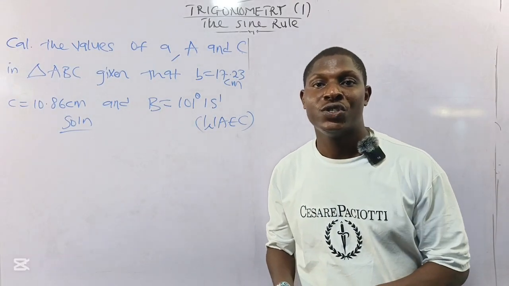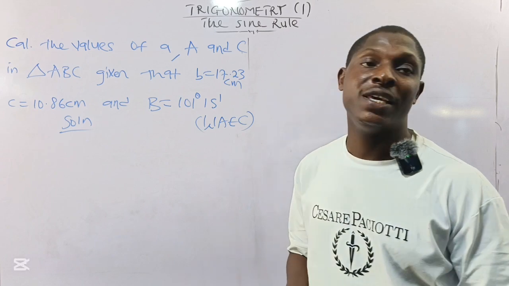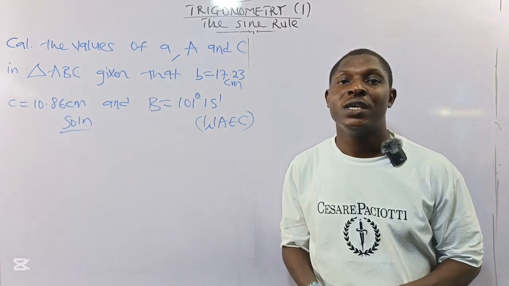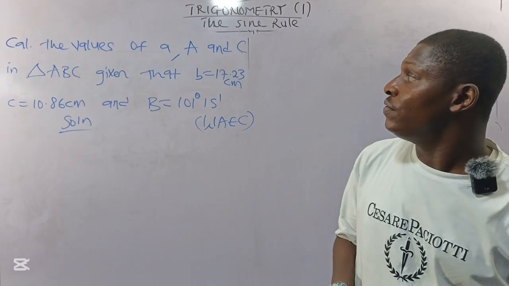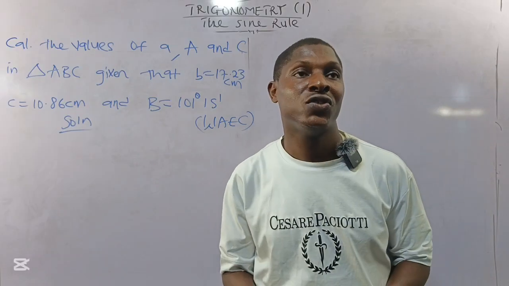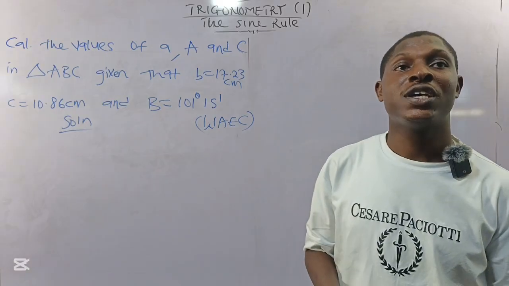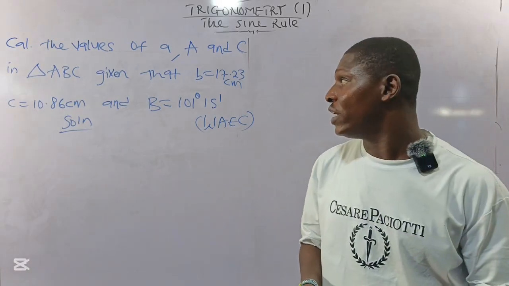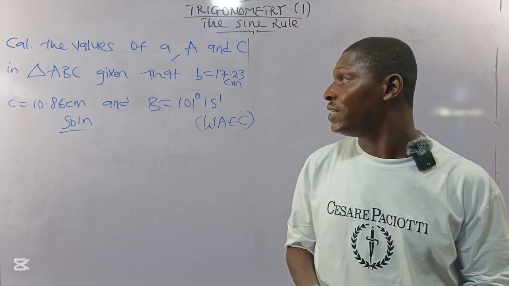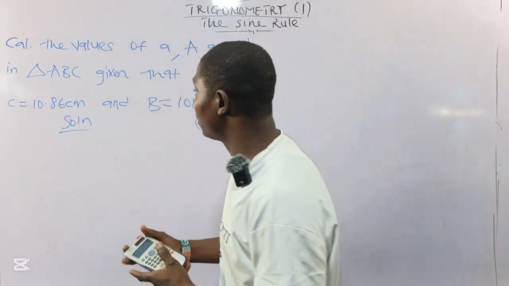So we have another question on the whiteboard. It says calculate the values of angle A and angle C in triangle ABC, given that b is equal to 17.23 centimeters, c is equal to 10.86 centimeters, and B is equal to 101 degrees 15 minutes. Is a why question. So how do we see to it?